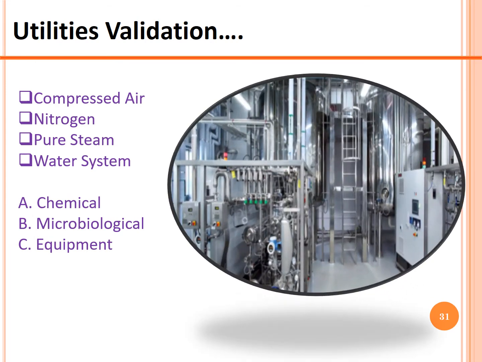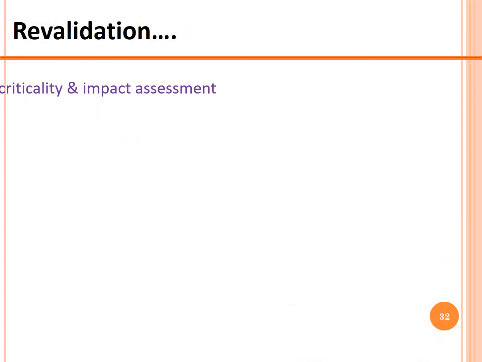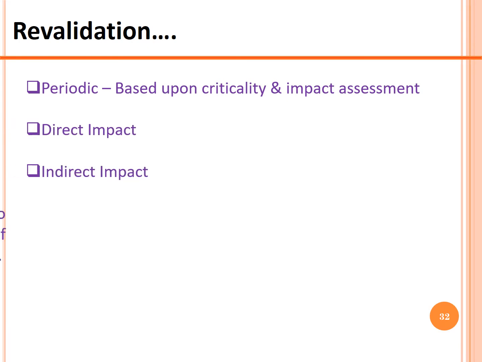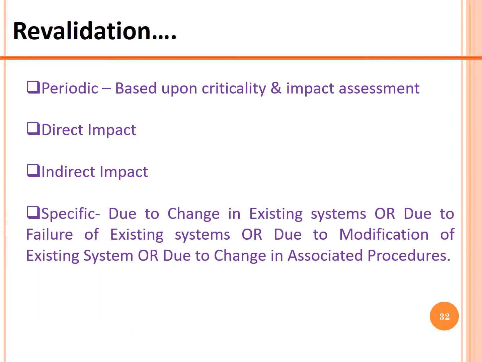Utilities validation. Compressed air. Nitrogen. Pure steam. Water system: A, chemical; B, microbiological; C, equipment. Revalidation. Periodic, based upon criticality and impact assessment. Direct impact. Indirect impact. Specific, due to change in existing systems or due to failure of existing systems or due to modification of existing system or due to change in associated procedures.